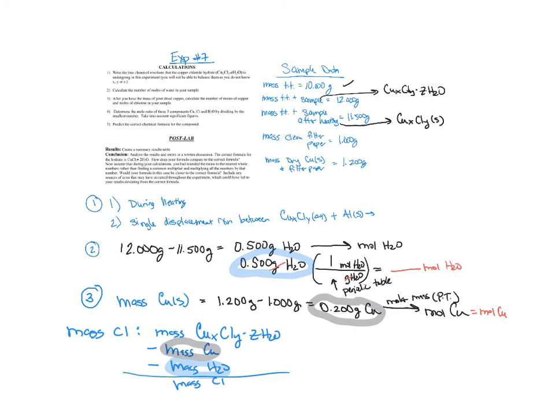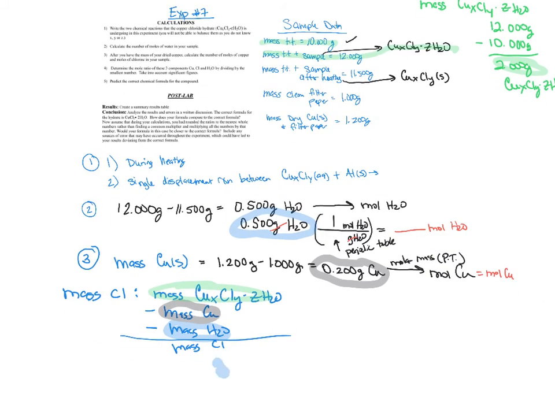Now we need to get the mass of our copper chloride hydrate. With my sample data set, I have the mass of just the empty test tube, and I have the mass of the test tube plus the entire sample. So to get the mass of the CuXCly.ZH2O, I'm going to subtract the mass of the test tube with the sample, which with my sample number is 12.000 grams, minus the mass of the empty test tube. Again, you'll use your specific numbers. And so that number will go here. So you can subtract to get the mass of chlorine, and then you'll convert from grams of chlorine to moles of chlorine using the periodic table.